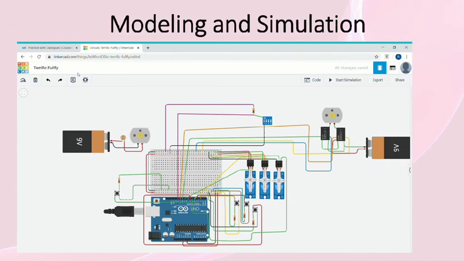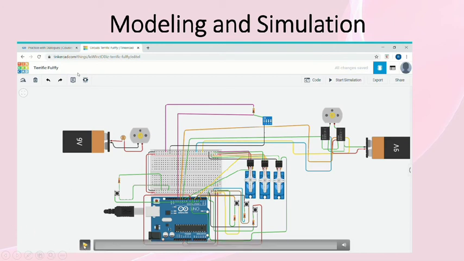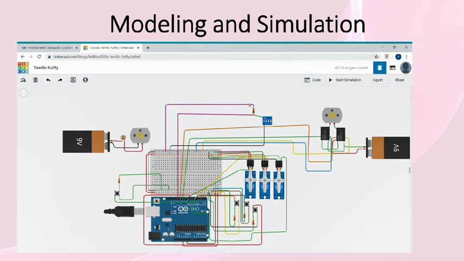Let us have a look at the modeling and simulation video. Welcome to the simulation of Catching the Ball project.